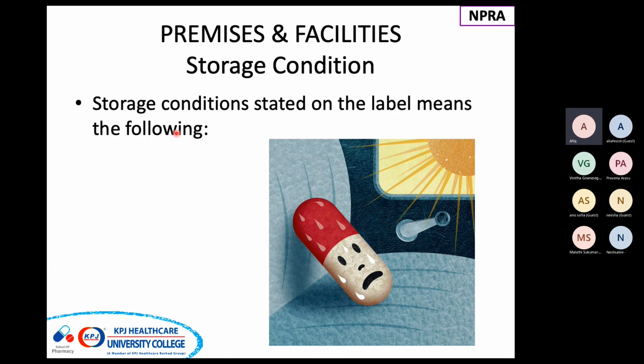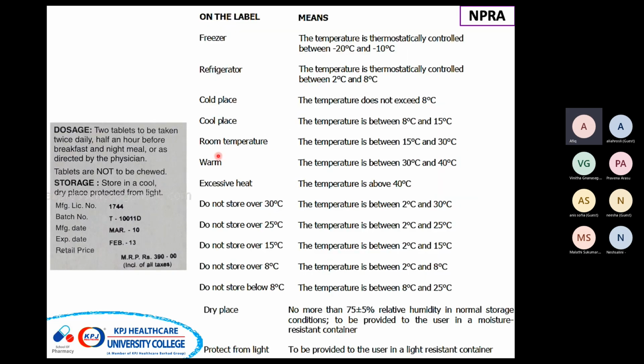So storage conditions stated on the label mean the following. So this is what it means. If, let's say, freezer, -20 to -10, refrigerator 2 to 8. So according to this, the list here.